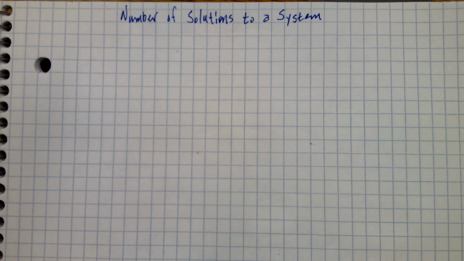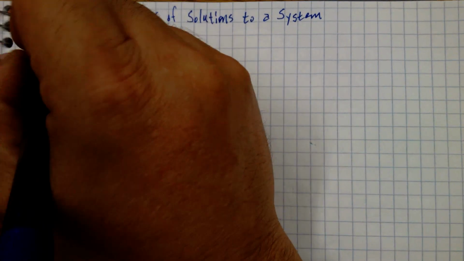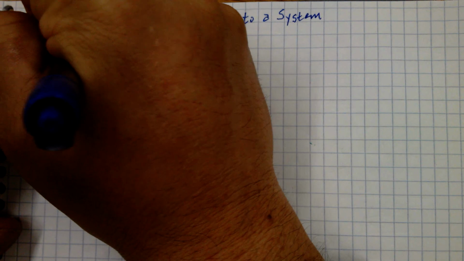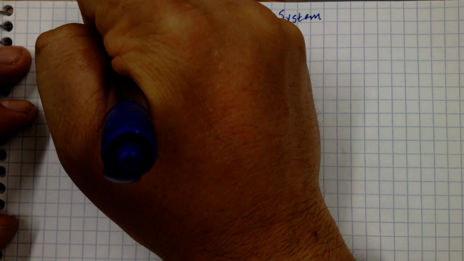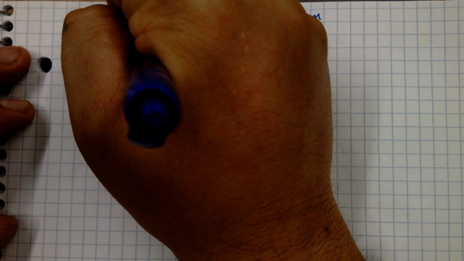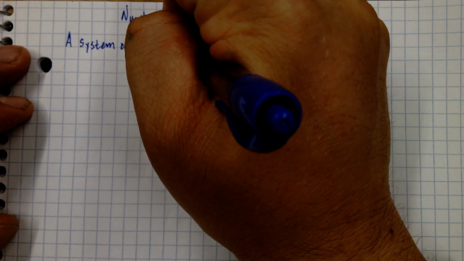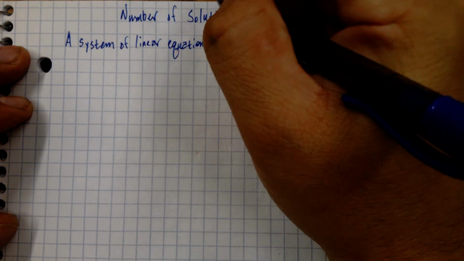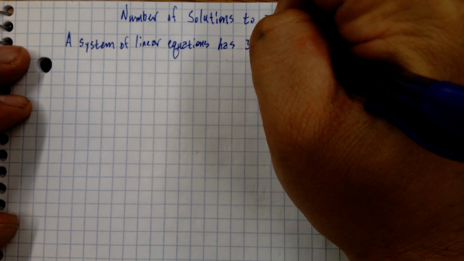But earlier, when we started learning about systems, we learned that a system with two linear equations has three possible outcomes. So let's just write that down. A system of linear equations has three possible outcomes.